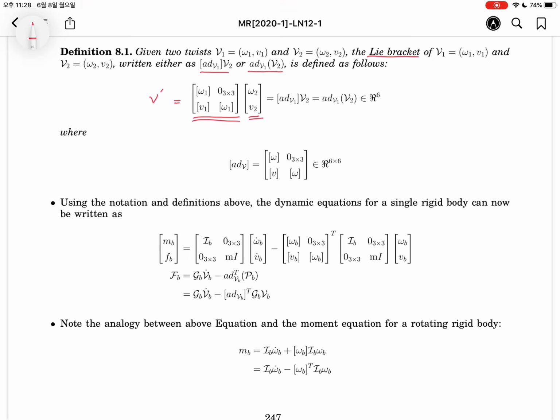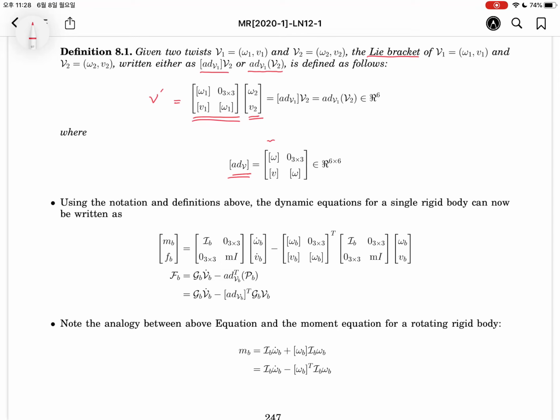Okay, it plays the role of a cross product operation. So we should remember that with elements V and W, the small adjoint matrix will appear in the dynamics. Okay, so let's come back to our focus on the original matrix.